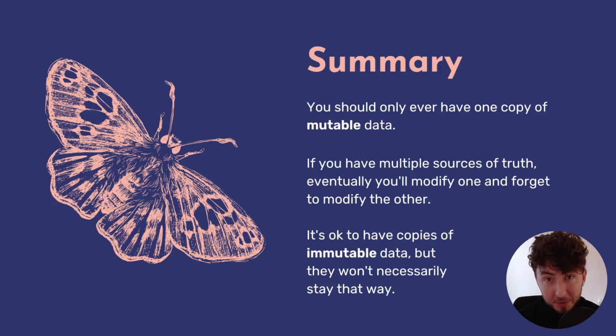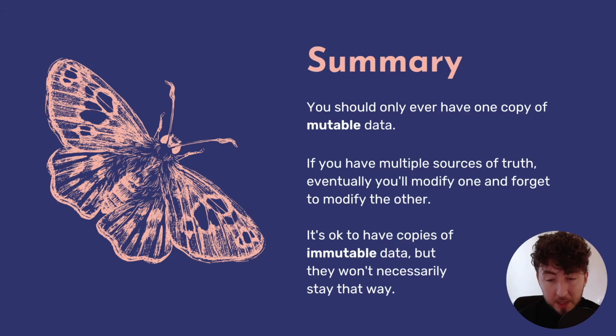So just a summary of the talk, if you don't have time to watch the entire thing. The principle's very simple, right? It's just that you should only ever have one copy of mutable data, as in data that changes, data that you can modify, right? Because if you have multiple copies of mutable data, i.e. multiple sources of truth, eventually you're going to modify one of them and forget to modify the other, and now you have a bug because you have data that's out of sync, right? One of the variables maybe contains an old copy of something. There are a million ways in which it can go wrong.